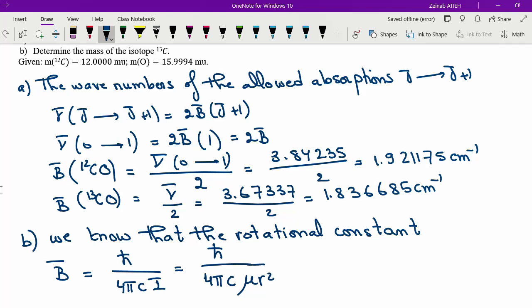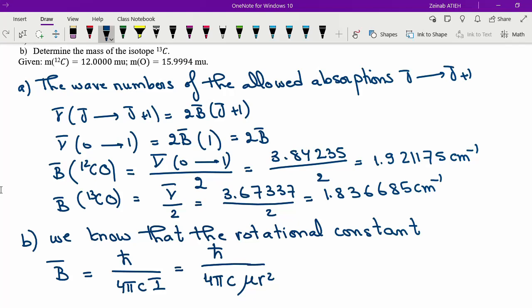So in both cases, for C12O and for C13O, R is the same because the internuclear distance does barely change with isotopes. So if we replace C12 by C13, the length of the bond barely changes, and we have seen that in the slides when I explained the lesson. So R will not change. What will change between these two molecules? The difference lies in mu. It lies in the reduced mass of the molecule.